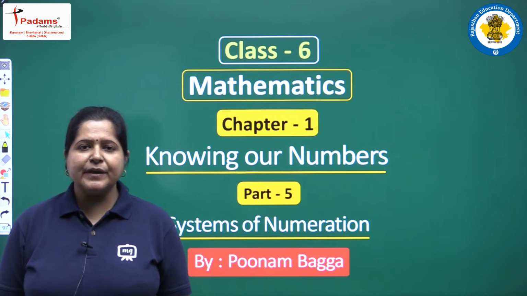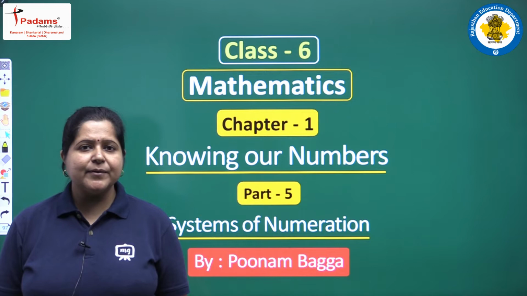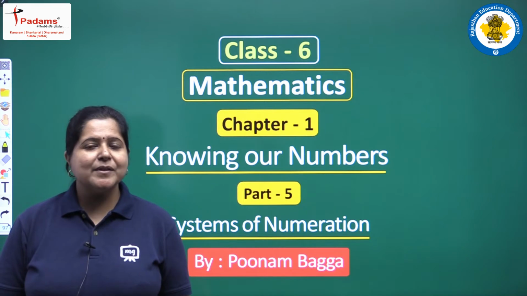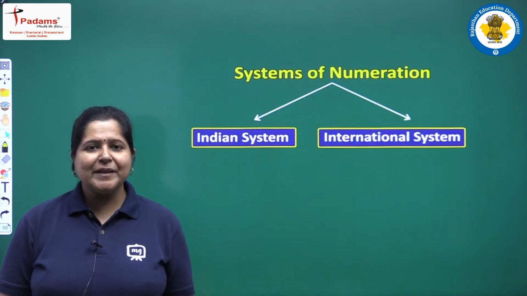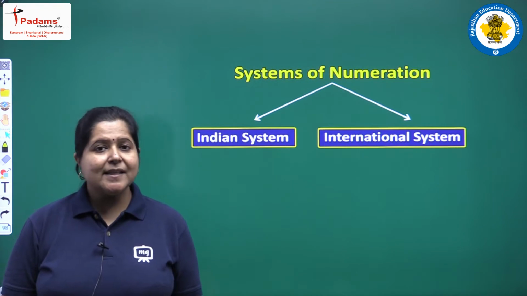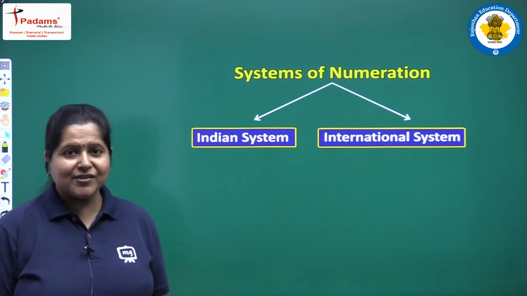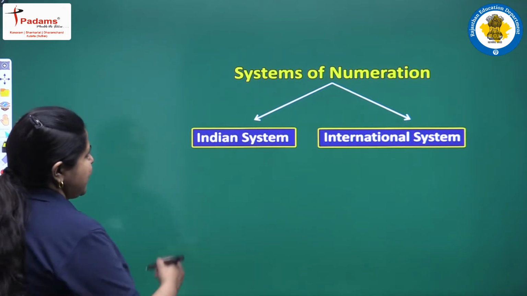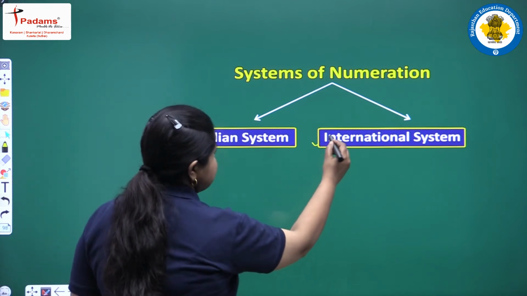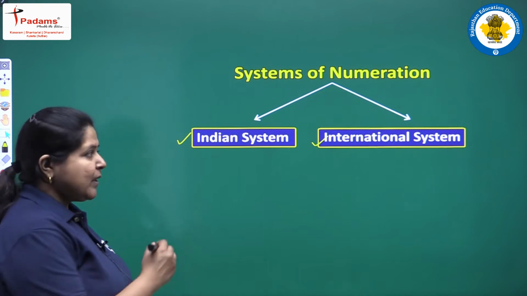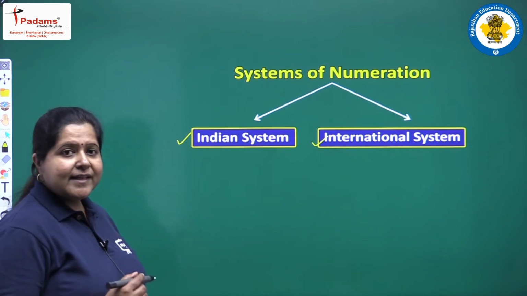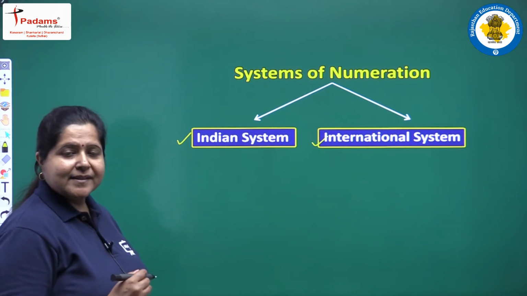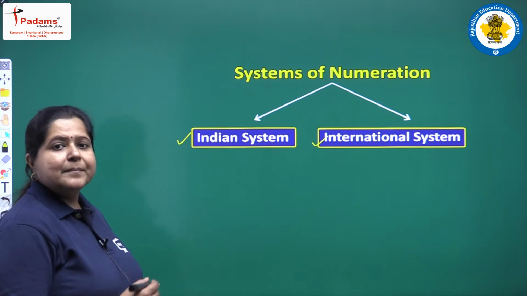In our previous class we got introduced to some new place values, lakhs, 10 lakhs, crores, 10 crores. Today we will be discussing systems of numeration. What do you mean by systems of numeration? It means the methods of counting, especially the larger numbers. There are two systems of numeration: the Indian system and the international system. The main difference between the two is the placement of commas or separators while counting the numbers. We will be more clear by taking them separately.